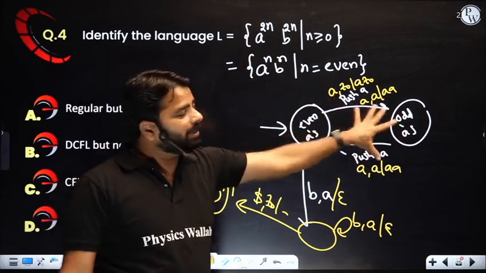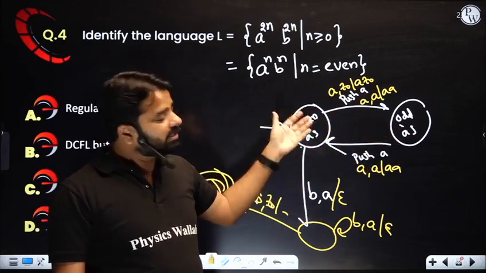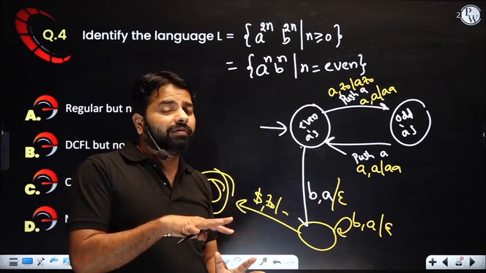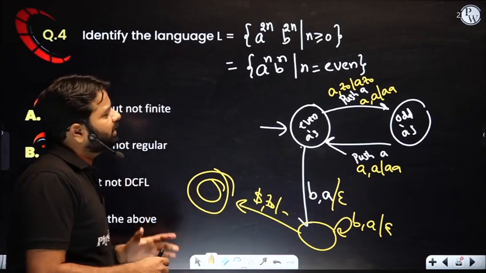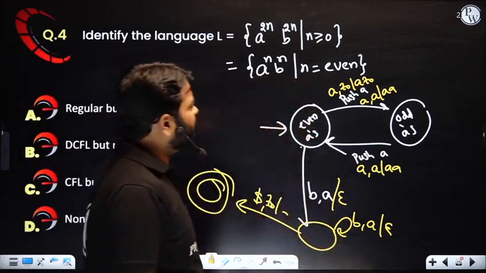And how many A's happens? That many B's should be there, but A's first should be even. So that same number of B's will come. That means B's also even, but the same number of symbols that you have seen in A's. That's it. So do you have a deterministic? Yes, it is a deterministic.